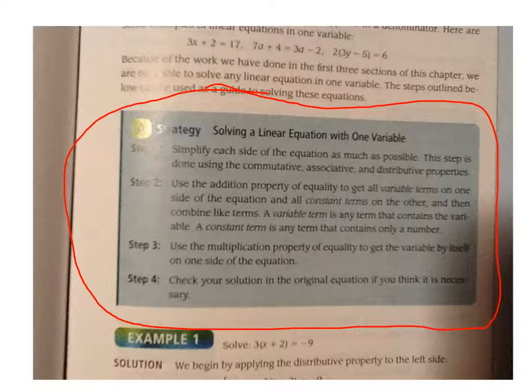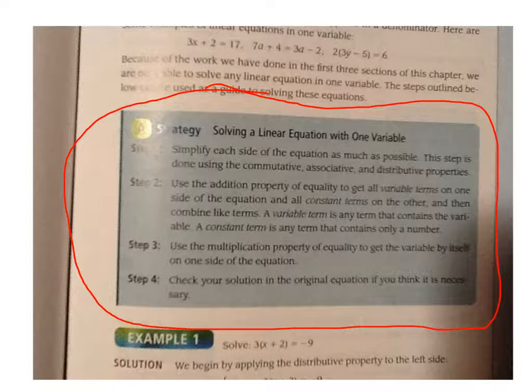So basically, it's saying that step one, you want to simplify each side of the equation as much as possible. So you always want to combine your like terms in these equations, and you want to use your distributive property. We're going to look at each one of these steps in our example.